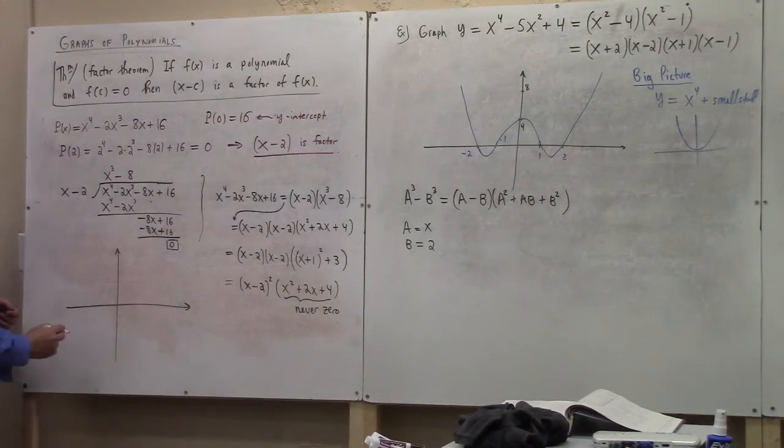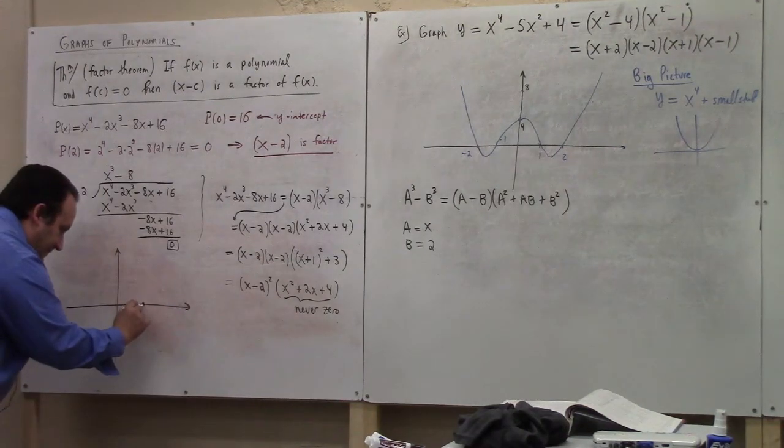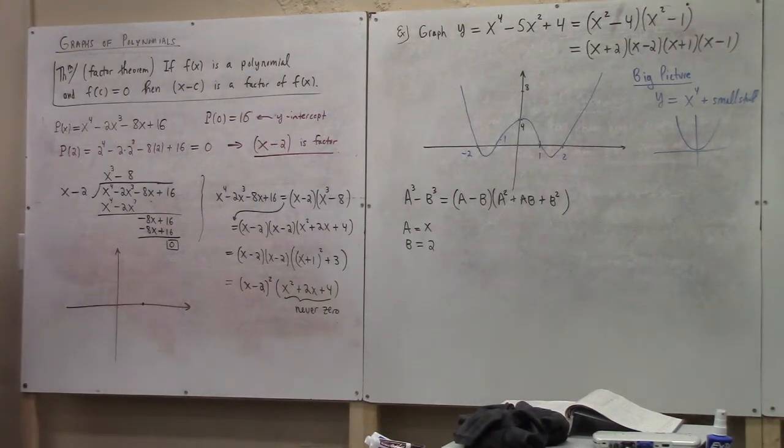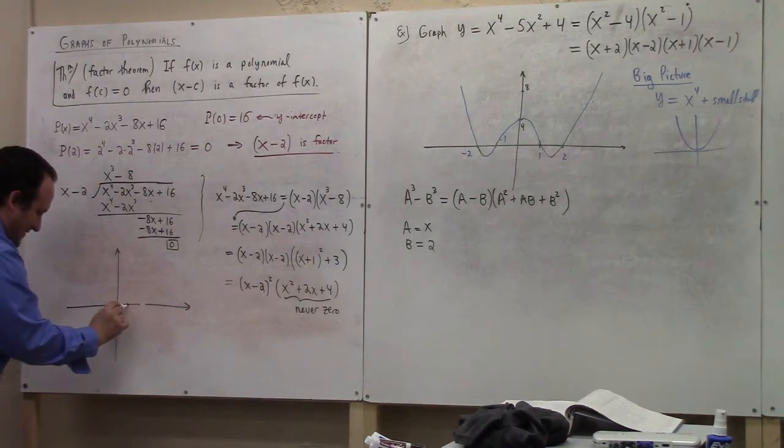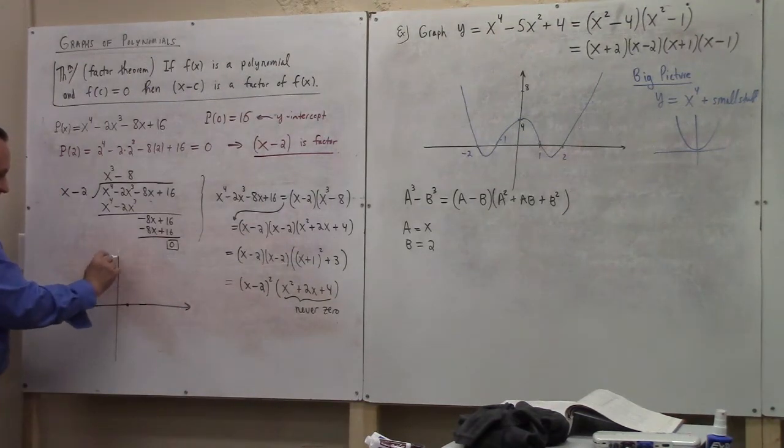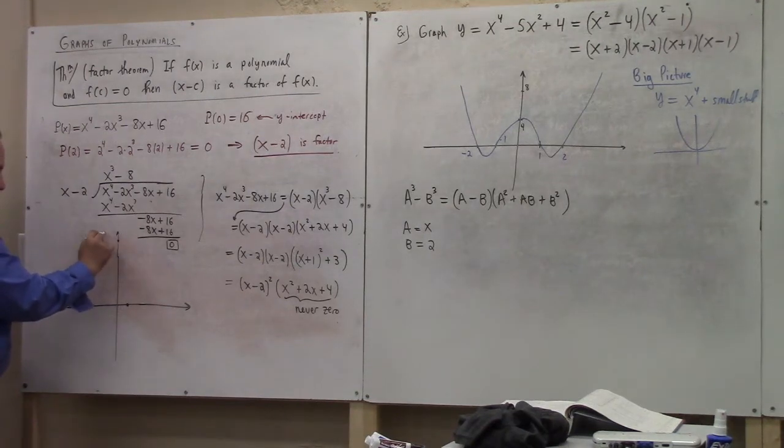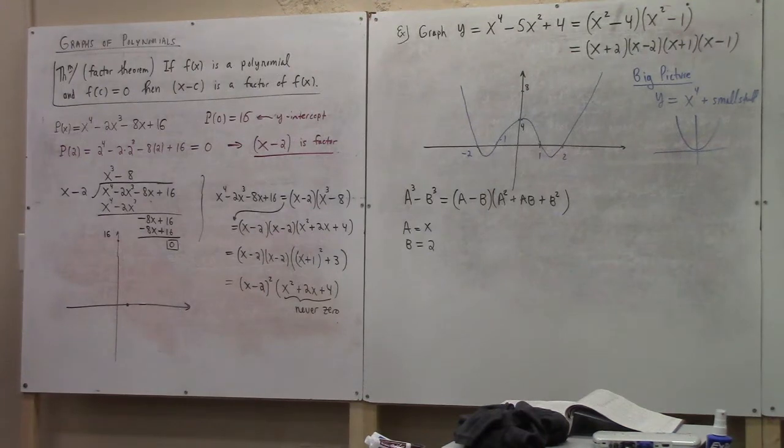So, hey, that's everything we need to graph this thing. It's got an x-intercept of 2. The y-intercept is like 16. I guess I better make that closer if I'm going to keep the same scale. So the y-intercept is like way up here. I mean, I need to get some graph paper or something. And so, what's the graph look like then?